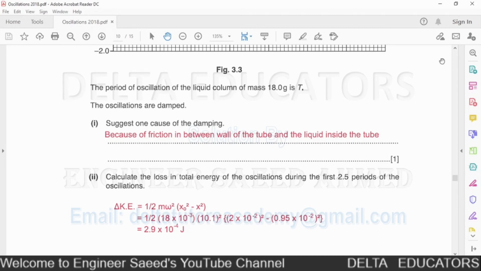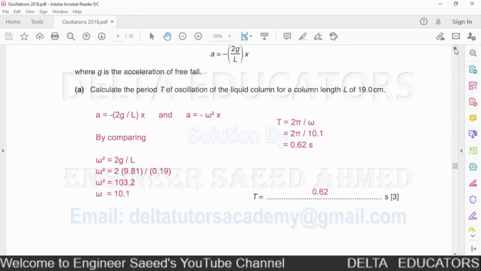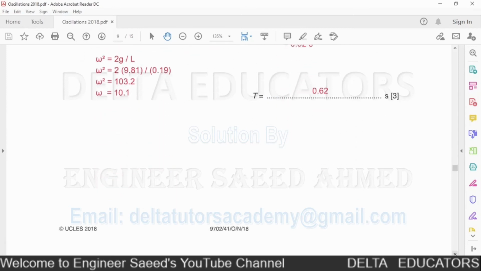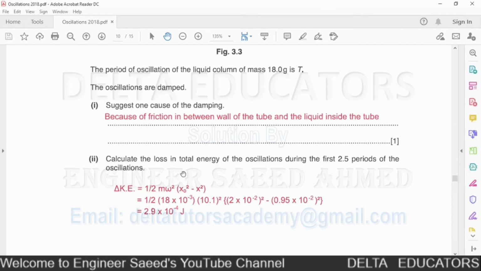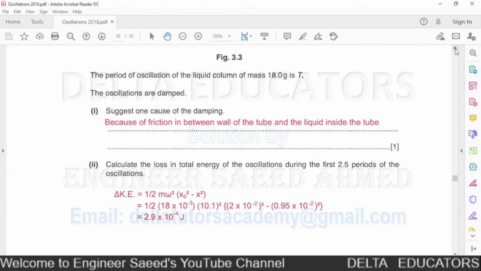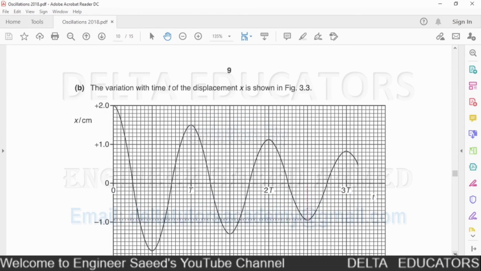Omega, the angular frequency, we have calculated in the previous part. It is 10.1, so the value of omega is 10.1. Now what about the value of x naught and x? x naught is the maximum amplitude, which is 2 centimeter. Since it is in centimeter, in meter it will be 2 multiplied by 10 power minus 2. And what is the value of x?